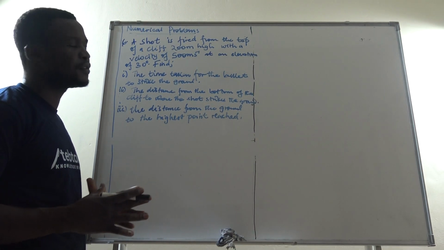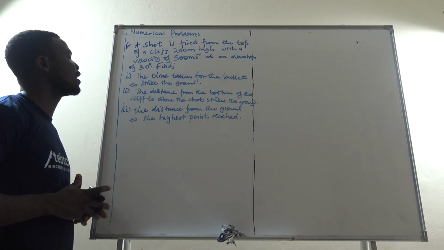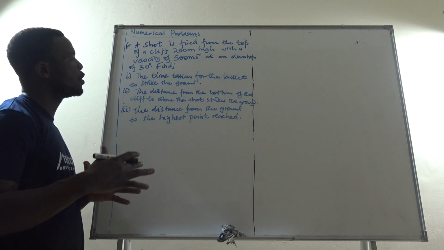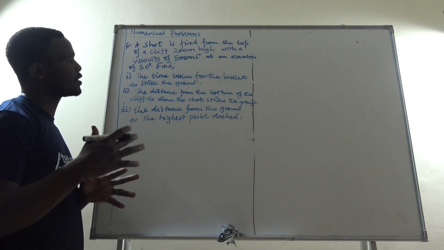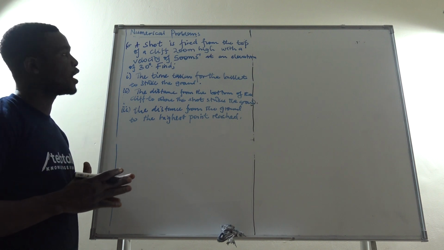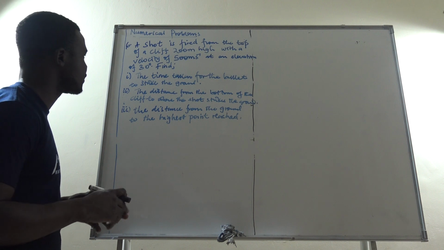This is our 60th example. What does the 60th example tell us? It's telling us that a shot is fired from the top of a cliff 200 meters high with a velocity of 500 meters per second at an elevation of 30 degrees.